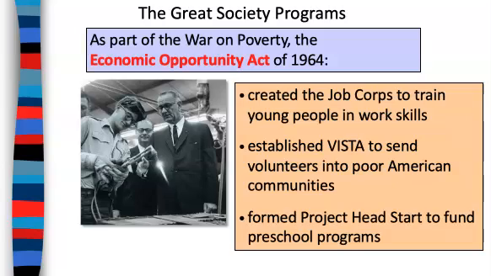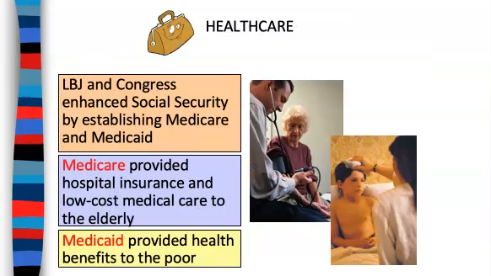And this does a few things. It creates what's called the Job Corps, and this helps to train young people in work skills. It established VISTA, which sent volunteers into poor American communities. And it also created Project Head Start, which funded preschool programs in at-risk communities as well. Not only did he start this war on poverty, but he also attempted to work for better health care for people as well.